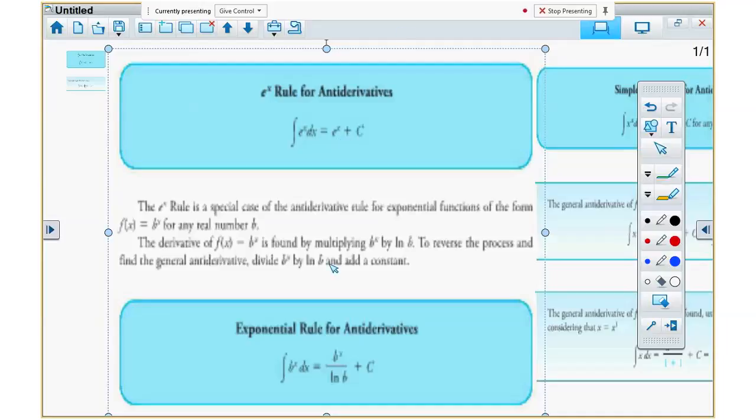And here's the one you asked about. The antiderivative of b to the x power. So that means instead of e to the x, it's 4 to the x, or 5 to the x, or negative 3 to the x, whatever the case may be. If it was 4 to the x, then it'd be 4 to the x over the natural log of 4. B to the x over natural log of b.